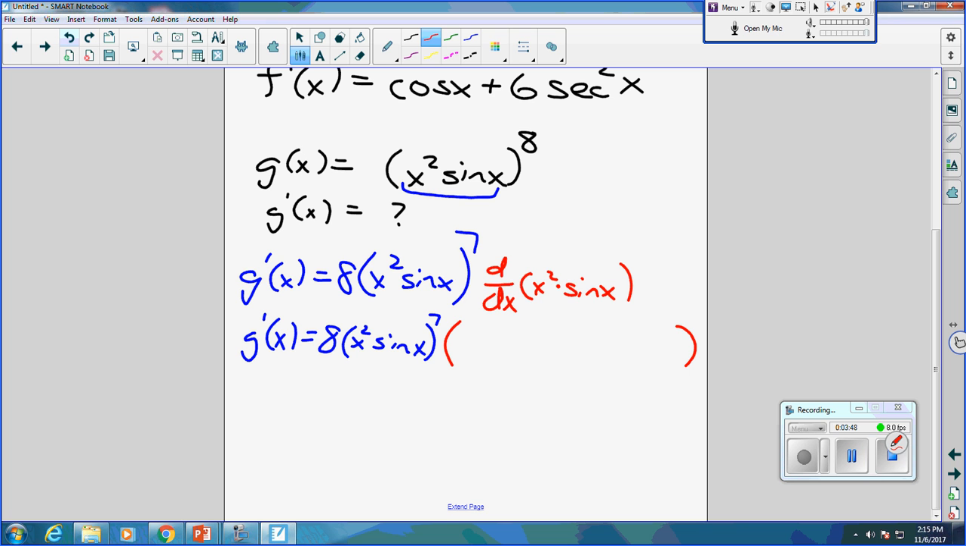I know the product rule is going to be a sum. You guys agree? I will call x squared f, and I will call sine x g. So it's 2x sine x, because that's the derivative of x squared, and then the derivative of sine x is cosine x. And there is the answer for this problem. Everyone, this was a chain rule that had a product rule inside.